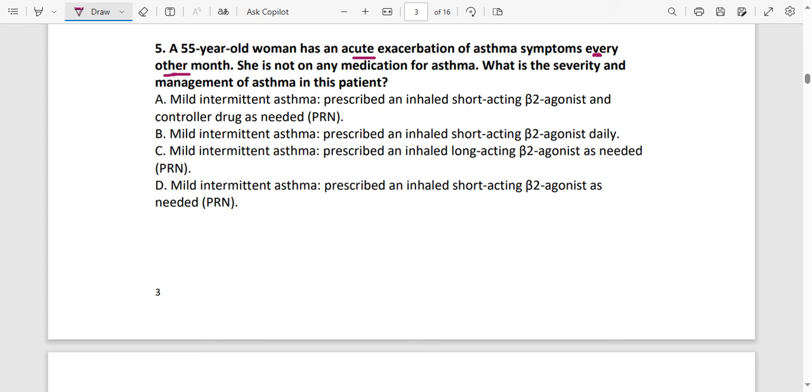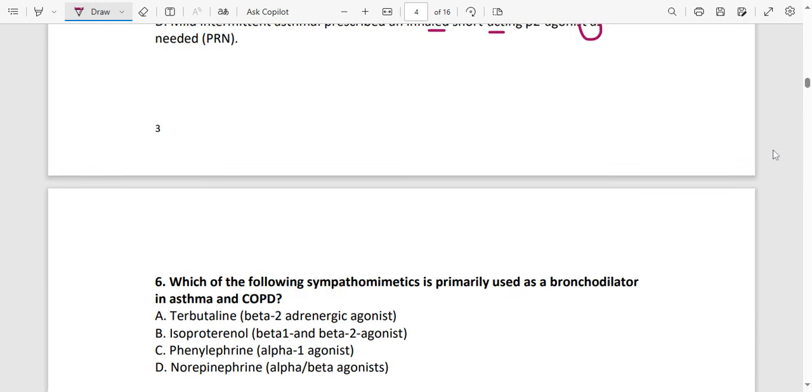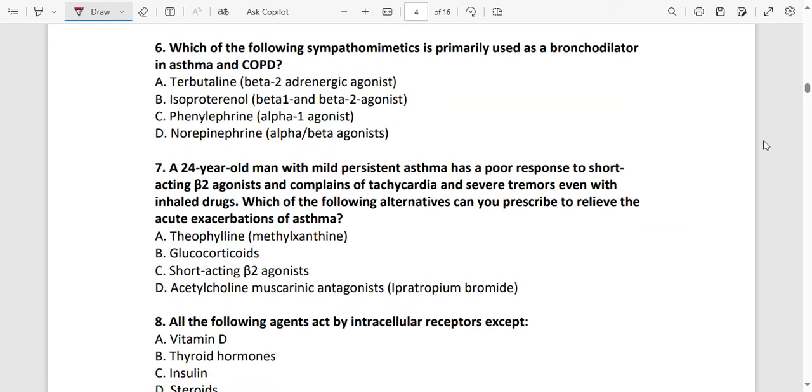Anyone that can help? Mild intermittent asthma, and you prescribe. Thank you so much. That's mild intermittent, and then you are going to prescribe inhaled short acting. Remember, for whatsoever condition, prescribe inhaled short acting as needed. You don't do it daily. It's the short acting you prescribe when the condition is there because it's helping for short acting.